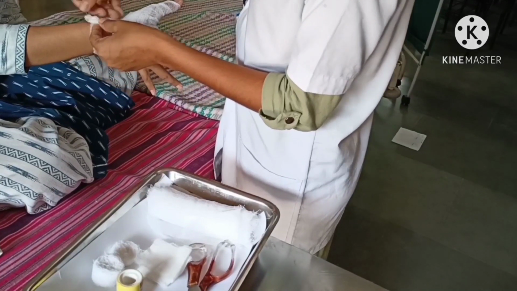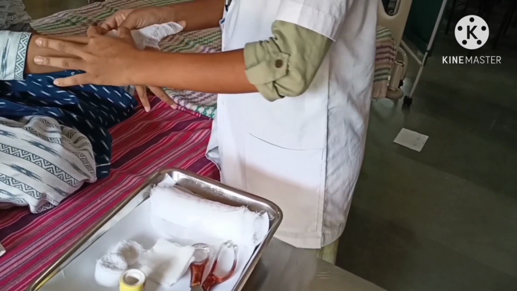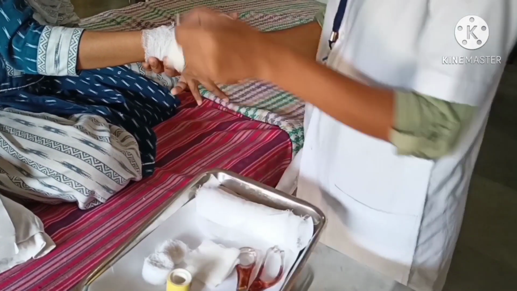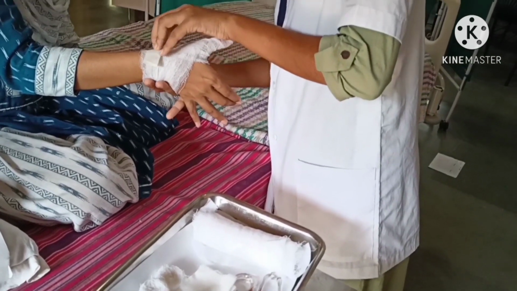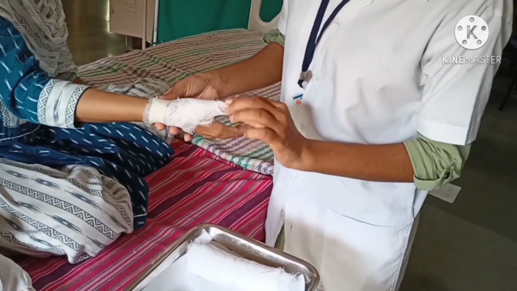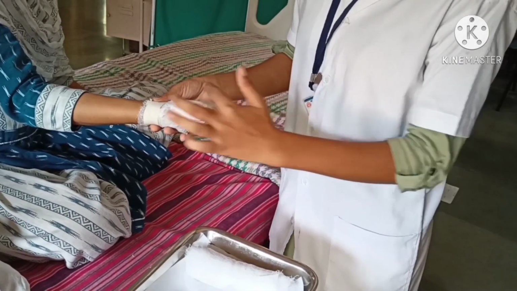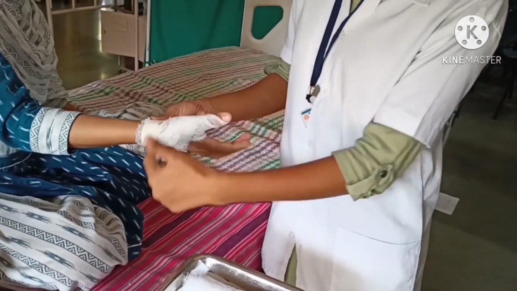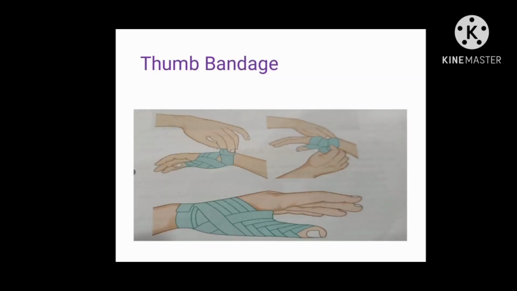Now, with the use of adhesive tape, fix the bandage. The thumb spica, the thumb bandage, is shaped like this. This is the image of thumb bandage.